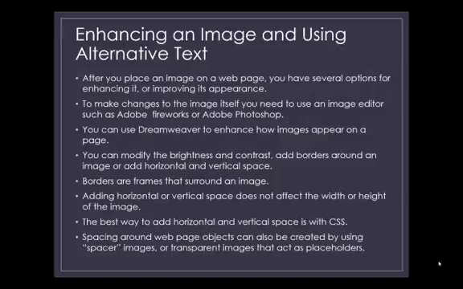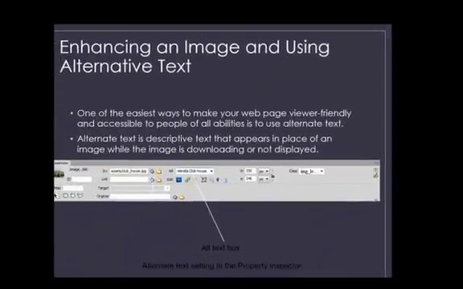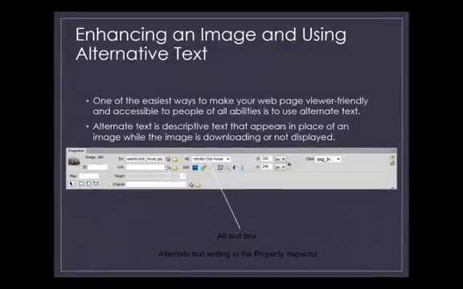In the web page from the First Federal Bank website, we used horizontal and vertical space around the images to make these images more prominent. By adding these spaces, it didn't really affect the width or the height of the image, it just added some white space so that the page was more readable. Spacing around the web page objects can also be created by using what we call spacer images, or transparent images that act as placeholders.